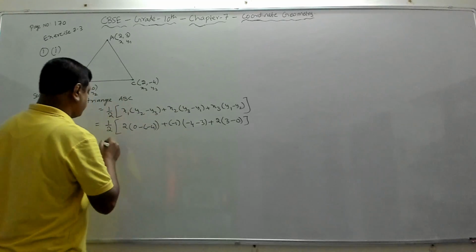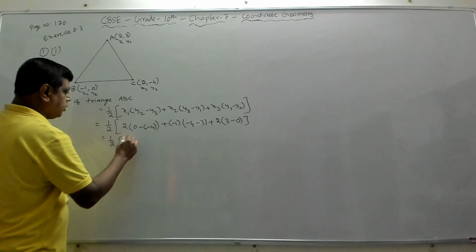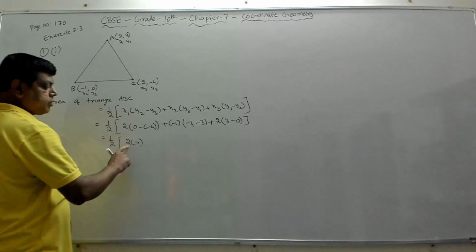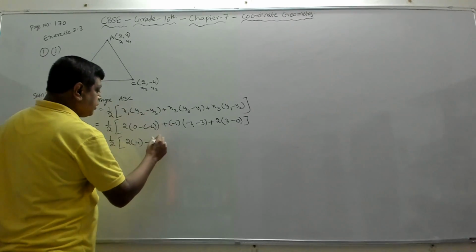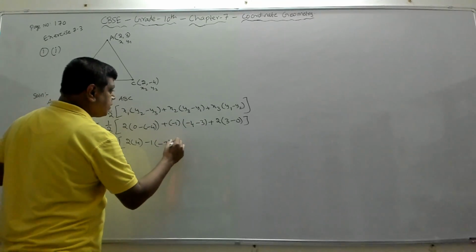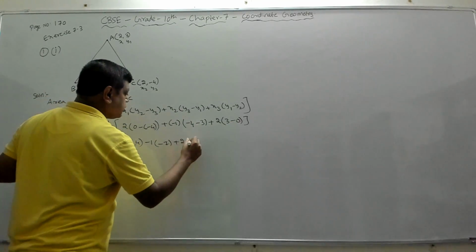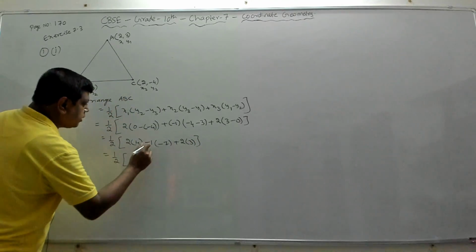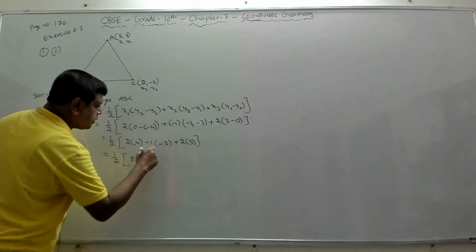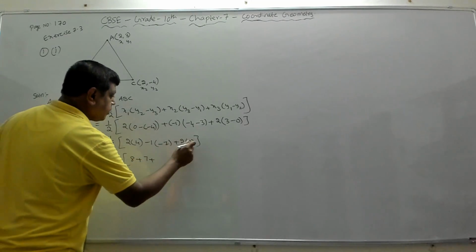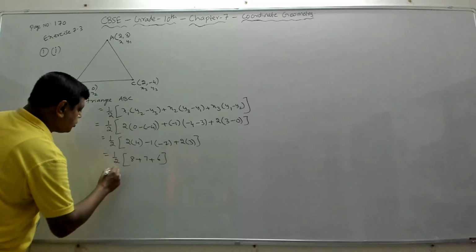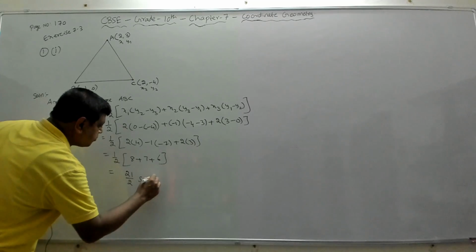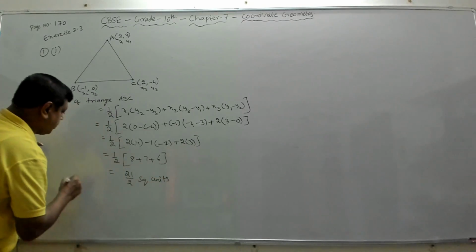Now if you simplify this, you get 1 by 2 of 2 into minus into minus 4 is plus 4, so 2 into 4. Then minus 1 into minus 4 minus 3 is minus 7, plus 2 into 3 minus 0 is 3. So if you simplify this, you get 1 by 2 of 2 fours are 8, minus into minus plus 7, plus 2 threes are 6. So you get 15 plus 6 is 21 by 2 square units. That is the area of the triangle ABC.